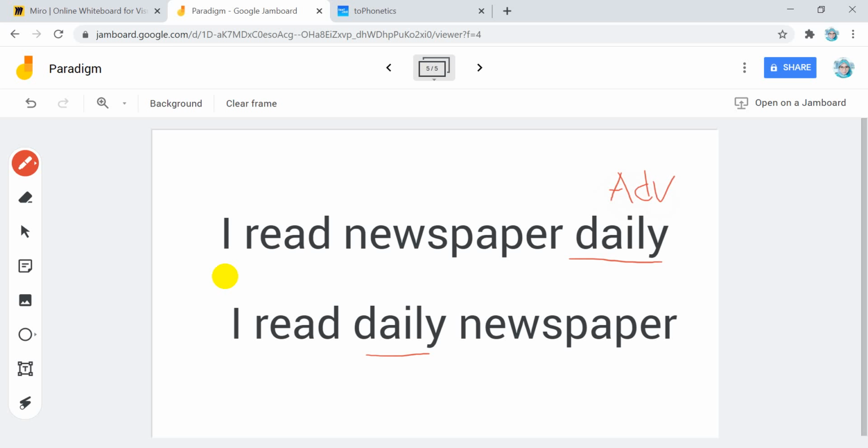But when I create the sentence I read daily newspaper, here daily modifies the word newspaper. So this marks daily as an adjective. Okay? So once again, both are different derivational morphemes, but the first one indicates that it is an adverb, the second one indicates that it is an adjective. Are they the same morpheme? Of course not. But they have the same form. Now let's continue with the next material.